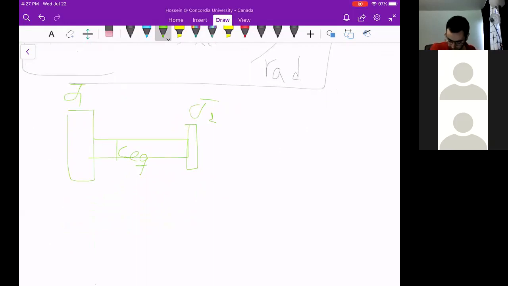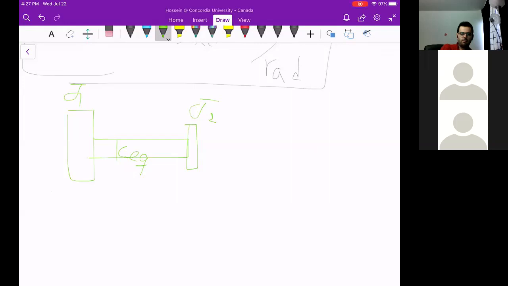So what is the first step toward calculating the natural frequency for a multi-degree of freedom system or a single degree of freedom system? What is the first step toward calculating the natural frequency?